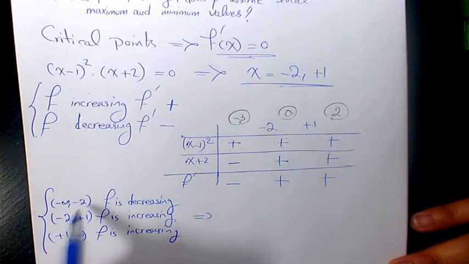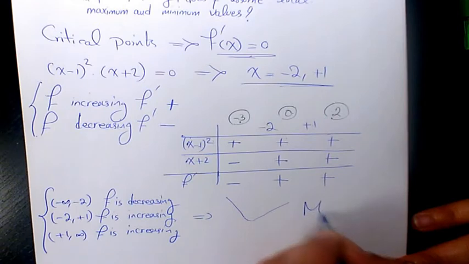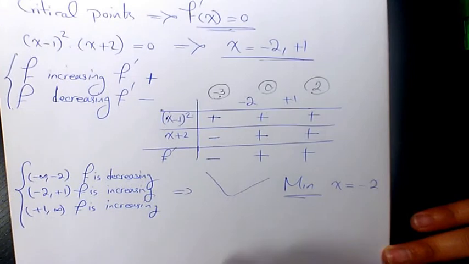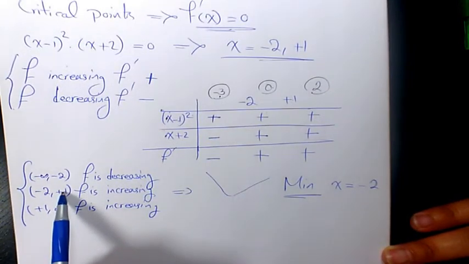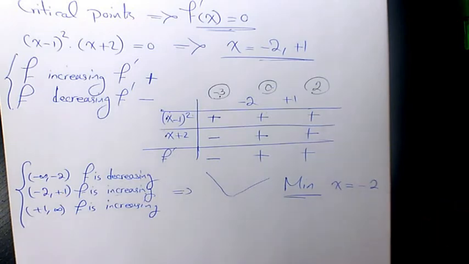So now at negative 2, it is decreasing on the left hand side and it's increasing on the right hand side. So we are dealing with a local minimum at x equals negative 2. And here, at positive 1, the left hand side is increasing, the right hand side is increasing as well. So it means that we don't really have a maximum or minimum. So for this function, in this range, we just have a local minimum, which is going to be at x equals negative 2.